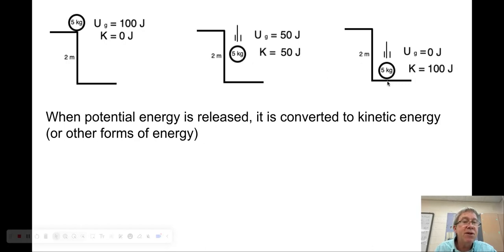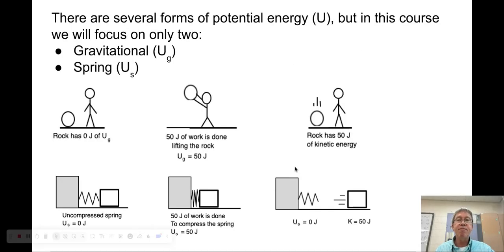And right before it hits the ground, it has 0 joules worth of potential energy left, so it has all been converted into kinetic energy. The total energy of the system stayed the same. It just got converted from potential to kinetic. I stored it as potential. I released it as kinetic.